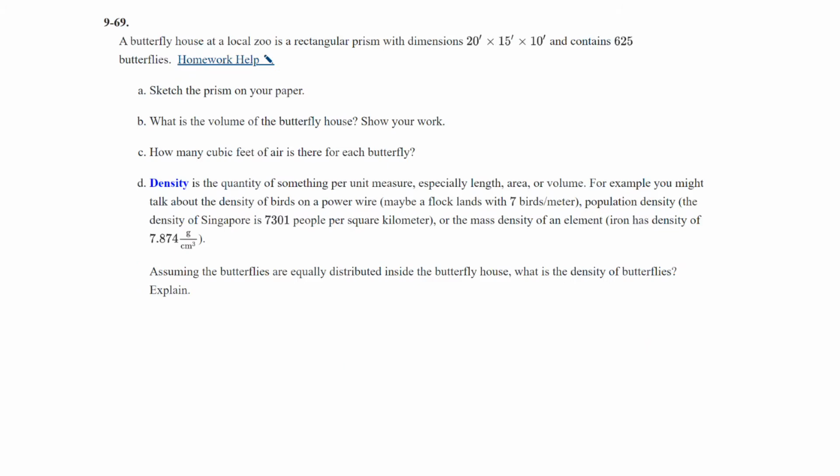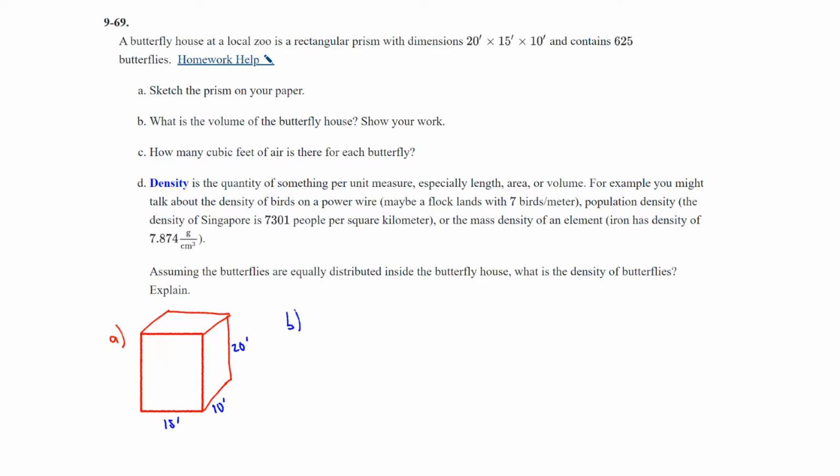Question 69. A butterfly house is at a local zoo as a rectangular prism with dimensions 20 feet by 15 feet by 10 feet and contains 625 butterflies. Sketch the prism on your paper. So I went ahead and sketched the prism.